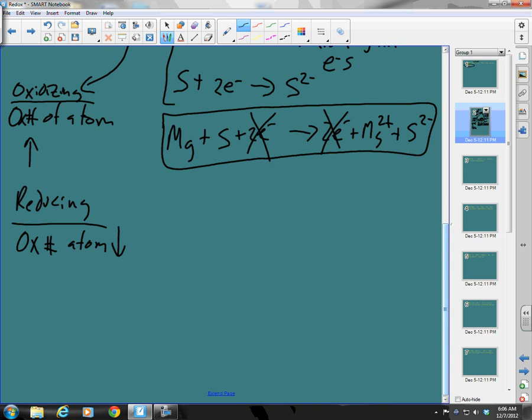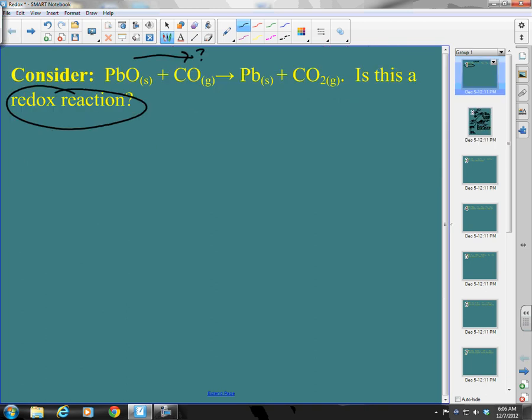Okay, so now I know how to do this. I just have to find oxidation numbers. I have PbO, an ionic compound. My oxygen is -2, which means my Pb must be +2. Here I have oxygen, that's -2, so my carbon must be +2. On this side, I have an element, meaning its oxidation number is 0. Over here I have 2- oxygen, and I have 2 of those, so my carbon must be +4.